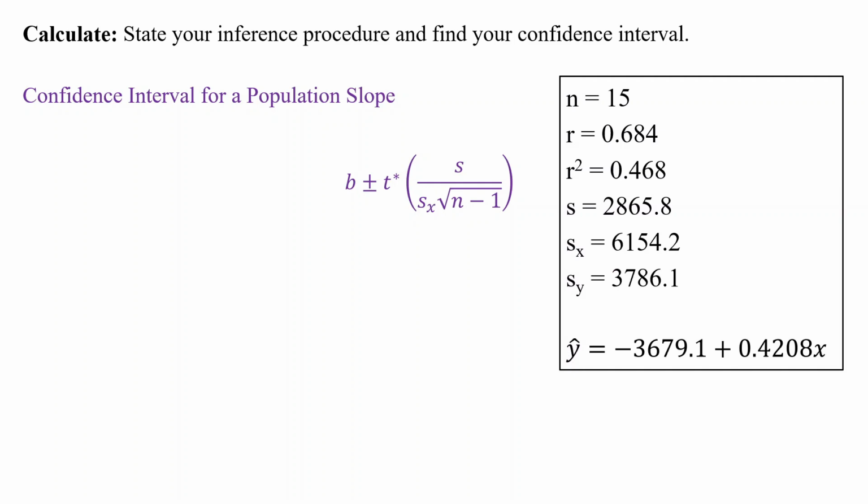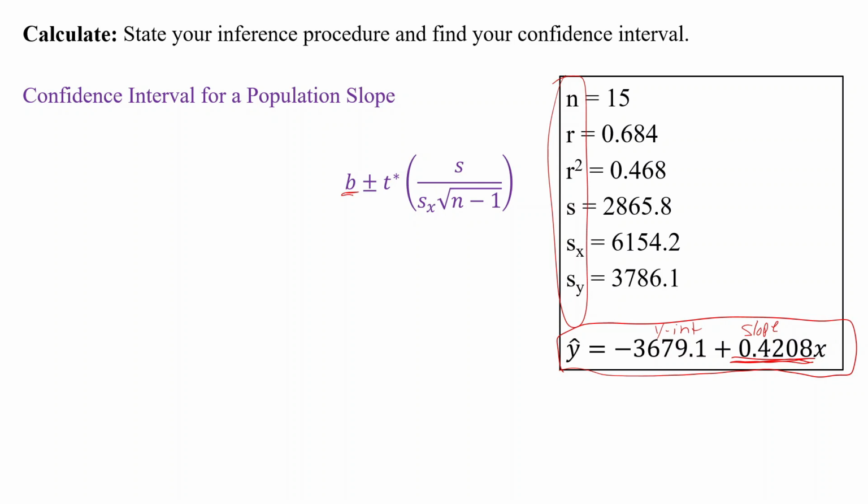Okay, so here are all of those numbers repeated again. Now, some of these we might use, some of these we don't use. So it's up to you to sift through what we need and maybe what we don't need. Okay, so first up, we need b. We need our point estimate, our slope. Now, I don't see b listed through any of these, but I am given our sample regression equation, which means that this is my y-intercept and this is my slope since it's the coefficient of x. So my b value here is going to be 0.4208. So that's what I'm going to substitute in for b.